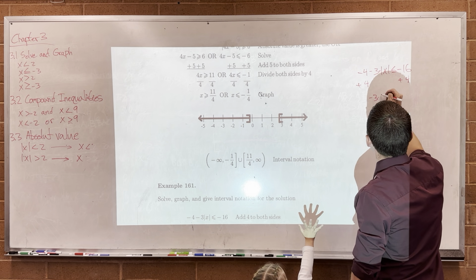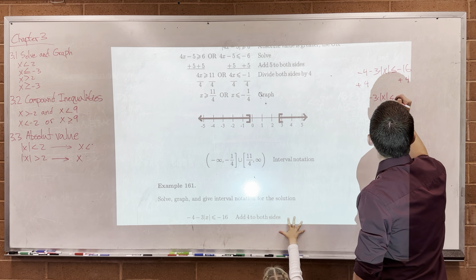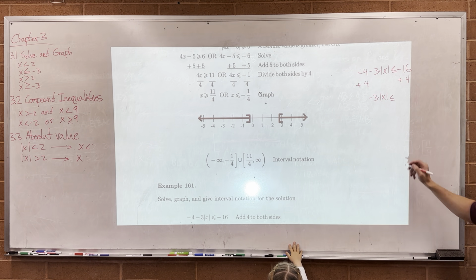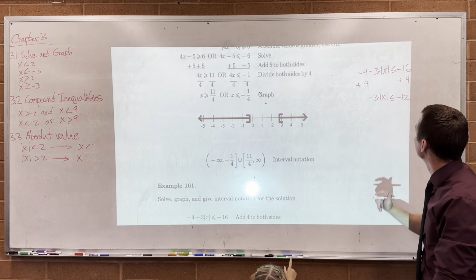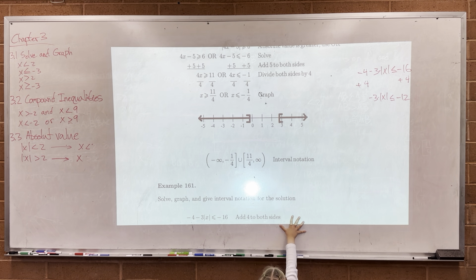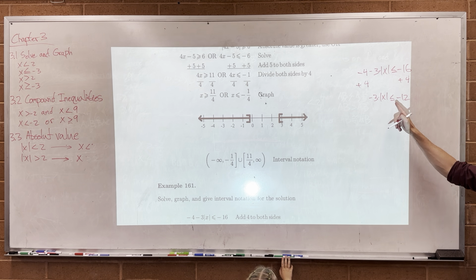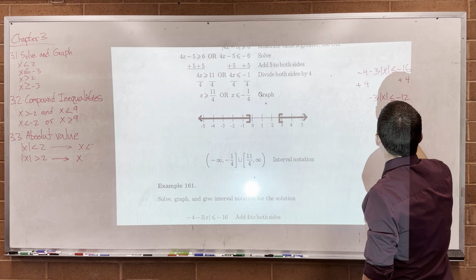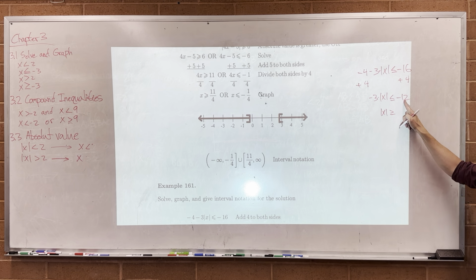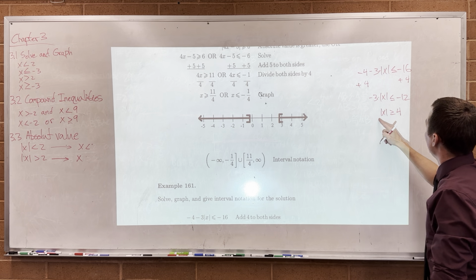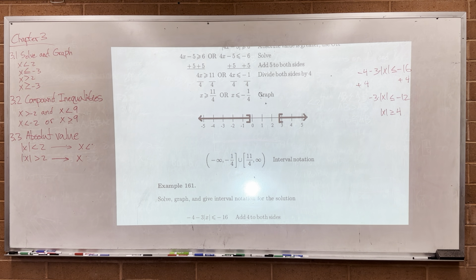So we have negative 3 absolute value of x is less than or equal to negative 12. Now what am I going to do? We're going to divide both sides by negative 3. When you divide both sides by a negative, what do we do with the inequality sign? We flip it. So then we get absolute value of x is greater than or equal to negative 12 divided by negative 3, which is positive 4. So absolute value of x is greater than or equal to 4.